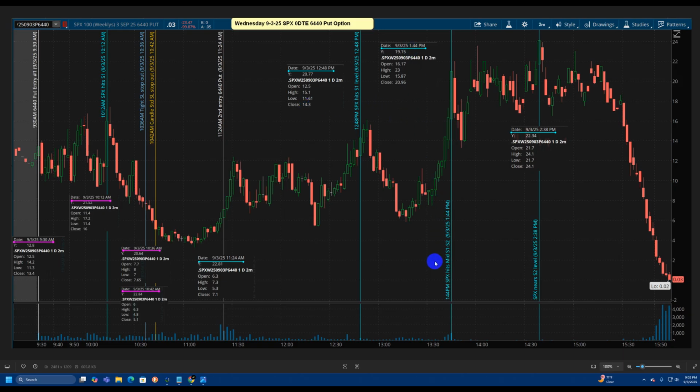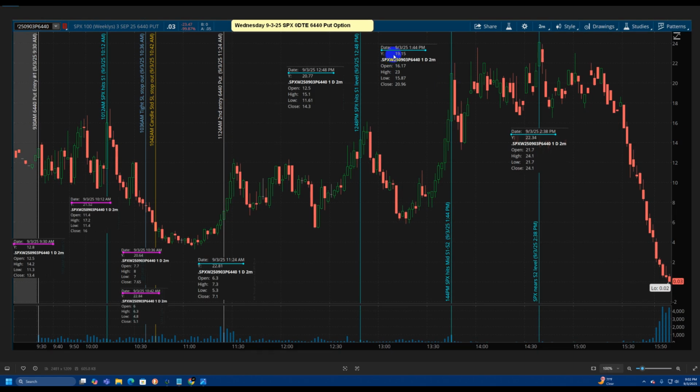Here at 1:44 p.m. is where SPX hits the mid S1, S2 level. The close of this candle, after hitting a high of 23, is $20.96. This would be your first opportunity here to close out all of your trades, because at this point we had a 1.5 level move.